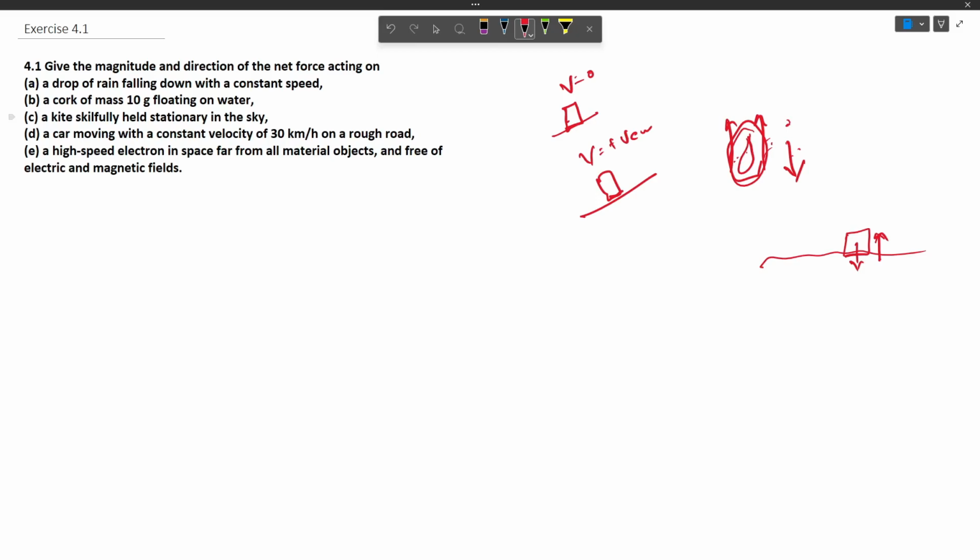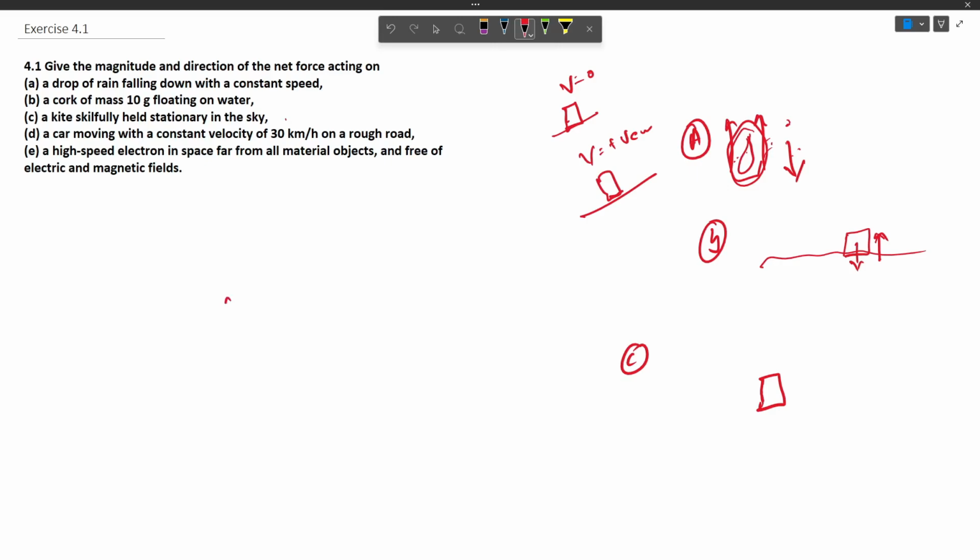Now, in the third case, we have a kite skillfully held stationary in the sky. So we see from Newton's first law that a body continues to be at rest if it is at rest initially unless some unbalanced force is acting on it. So here the body is stationary in the sky. Until there is some unbalanced force, it is not going to move, and hence it is stationary. So we can say that the net force acting on it is zero.